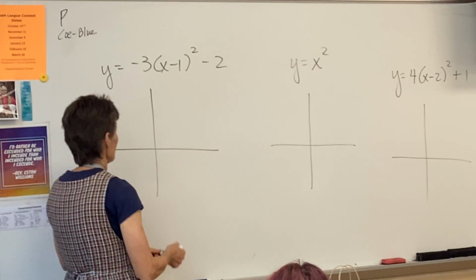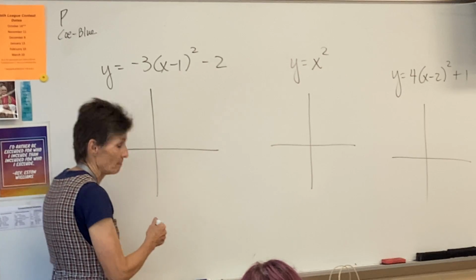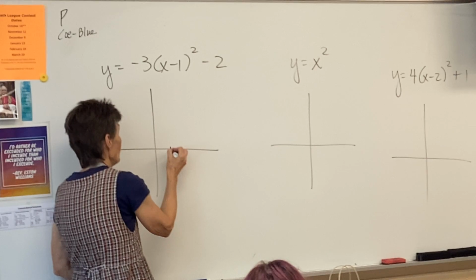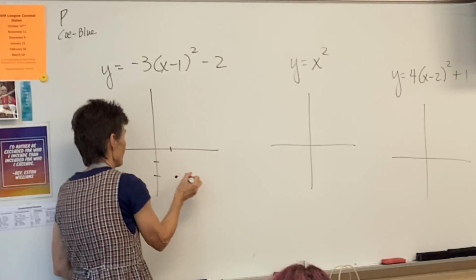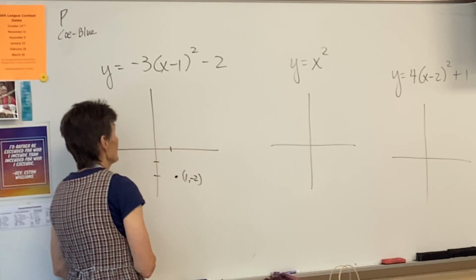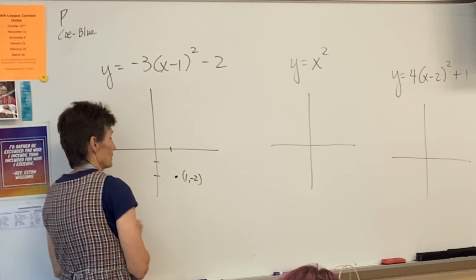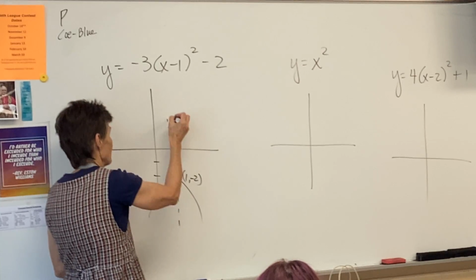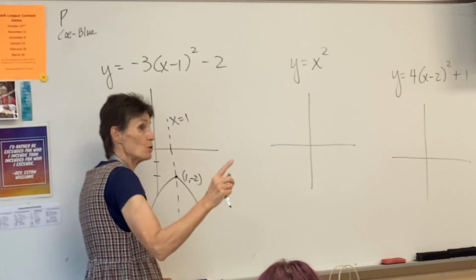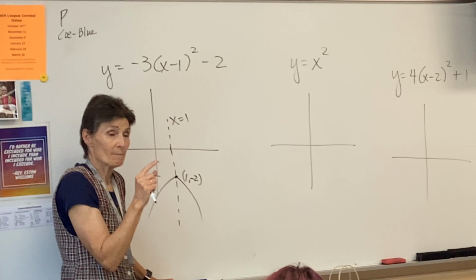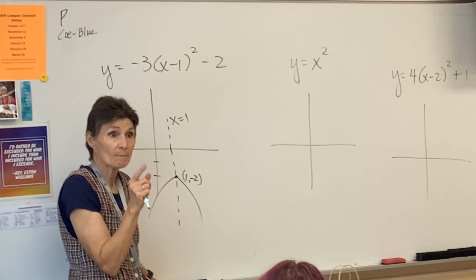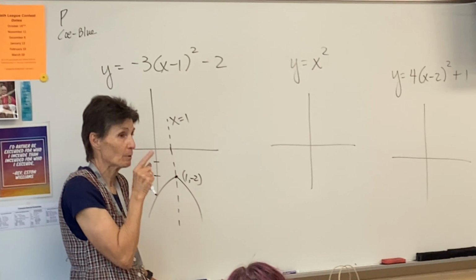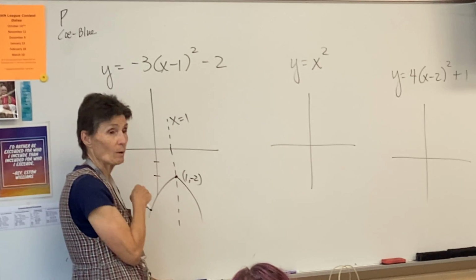All right, where'd you put the vertex for this first problem, D? One, negative... Right 1, down 2. Which way did you have it opening? Down. What was its axis of symmetry? X equals 1. If you just put 1, you're gonna miss half credit. The axis of symmetry is an equation. X equals 1. Okay. Any question about that? Perfect.